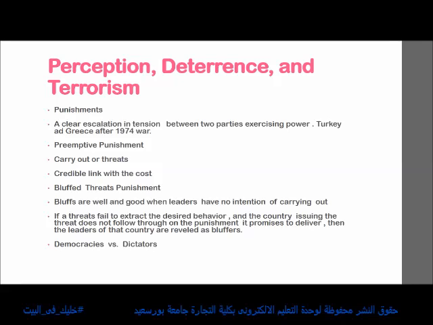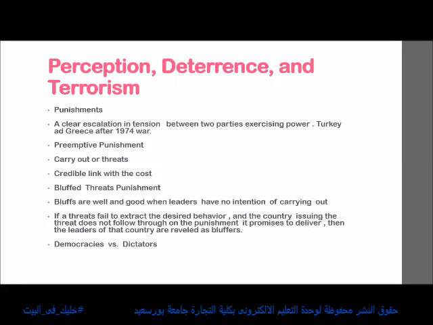البرسبشنز الإدراك، الردع، التيروريزم. punishments لازم نعرف primitive punishment الضربة الاستباقية. الردع بينجح لما بيبقى عندك قدرة على إن أنت تعمل carry out or threats، عندك قدرة على تنفيذ ردعك. credible link with the cost، لازم تبقى موثوق في الردع بتاعك لأنه مكلف. bluffed اللي هو يعني إن أنت بتضحك كده وخلاص ممكن يكلفك.